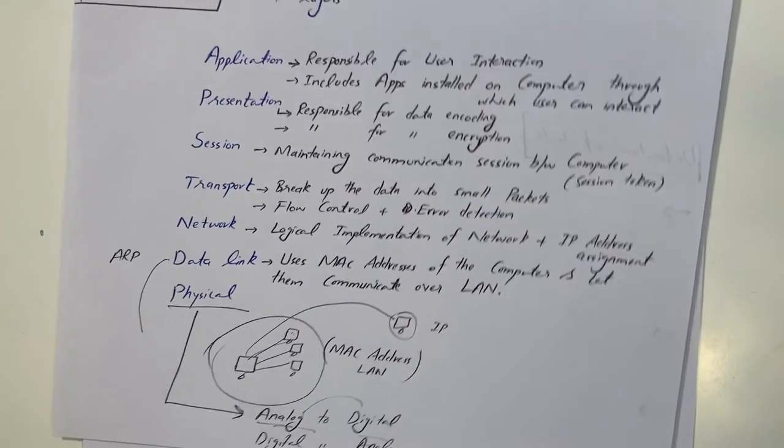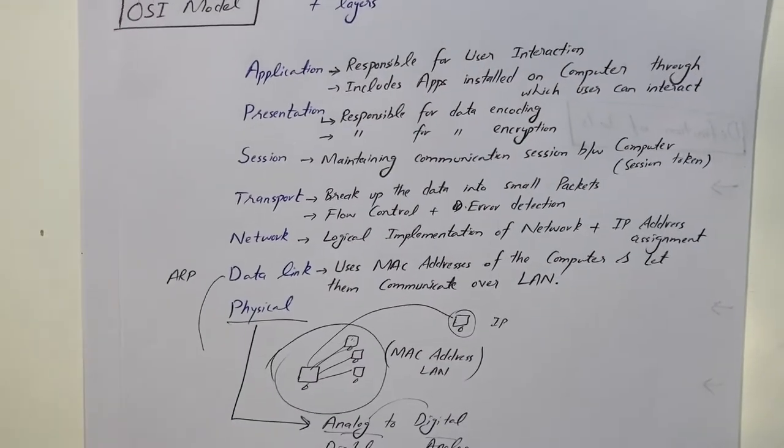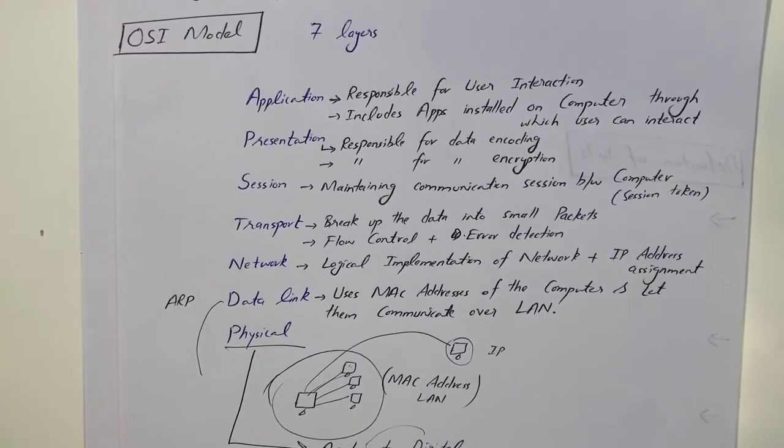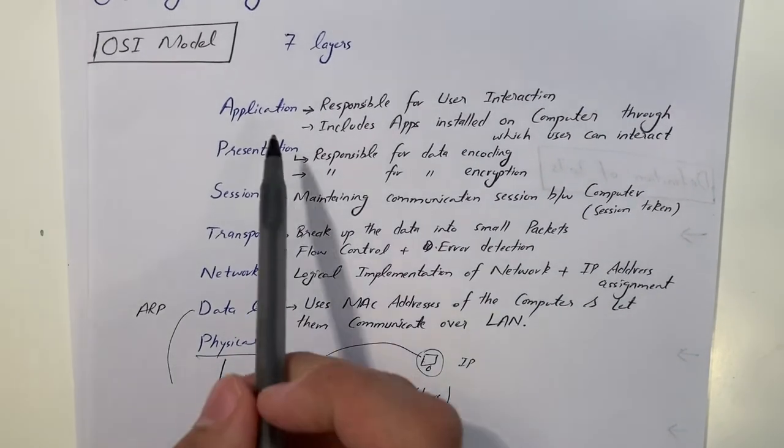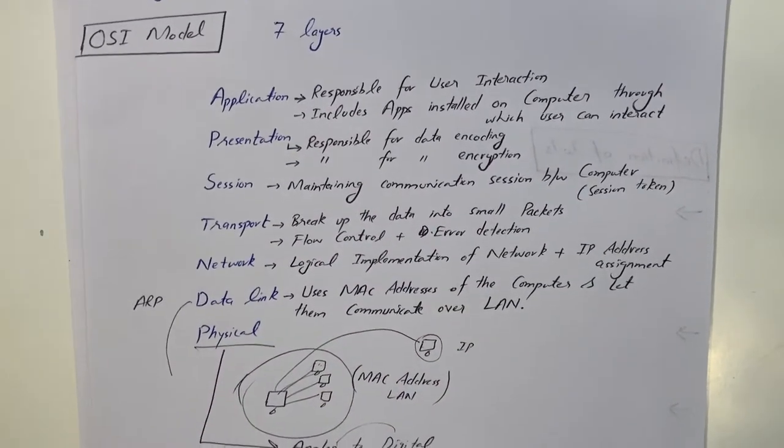So this is the OSI model. All computer activities, starting from software development, everything is basically encompassed between the layers. So you can say all the workings of computers are basically organized in the OSI layers.